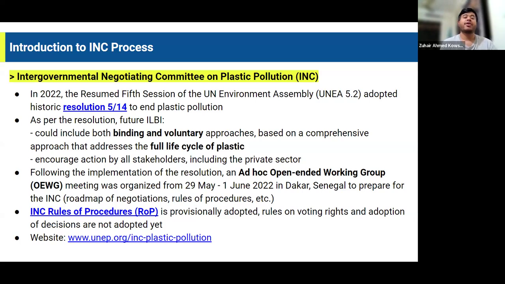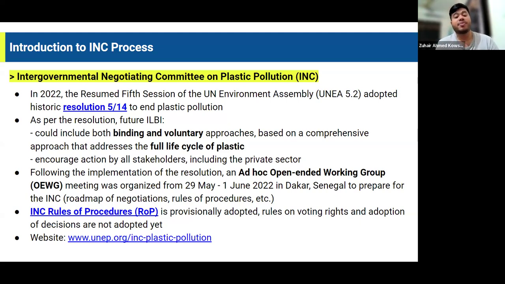And in this resolution, there is a lot of text. You can obviously view it later, but some key text that we need to highlight is that the future international legally binding instrument, the plastics treaty, would include both binding and voluntary approaches based on a comprehensive approach that addresses the full life cycle of plastics. That means from production or before that, the extraction of the raw materials, to the waste management or the disposal. And this resolution encourages the action by all stakeholders, most importantly, including the private sector.